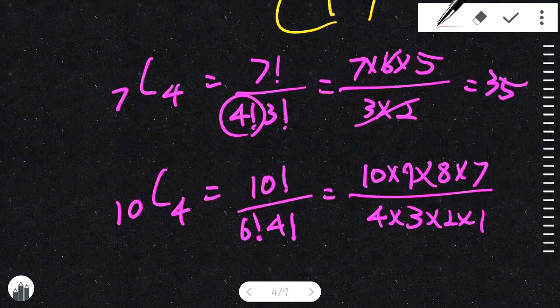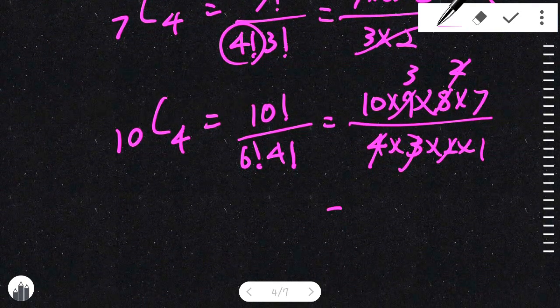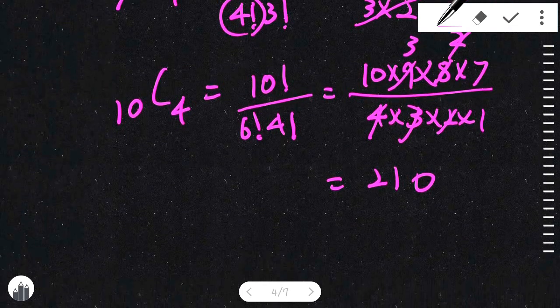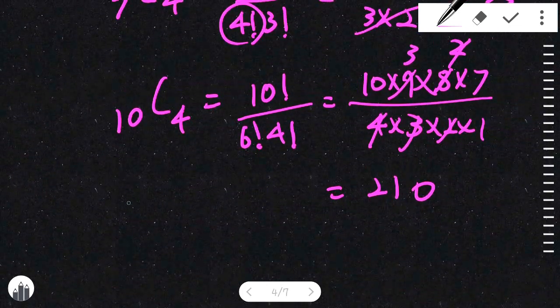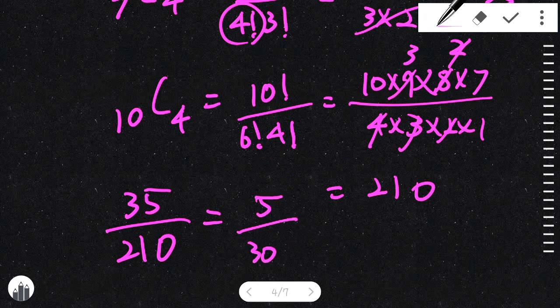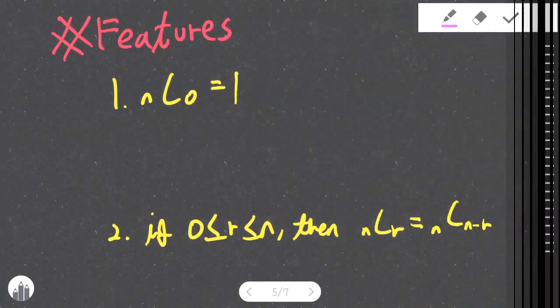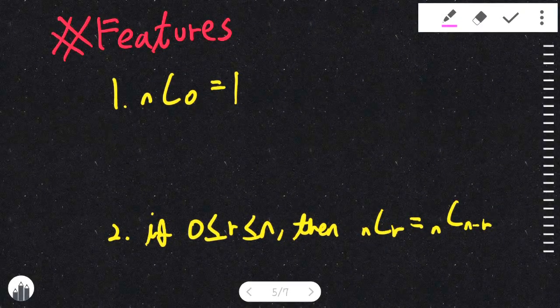Here, if we simplify, 3 cancels out, 4 and 8 leaves 2, and 2 cancels out. So it will be 3 times 7 times 10, which is 210. So our answer would be 35 over 210, which, if you divide by 7, is 5 over 30, which equals 1 over 6. Now let's look at the features of combination.